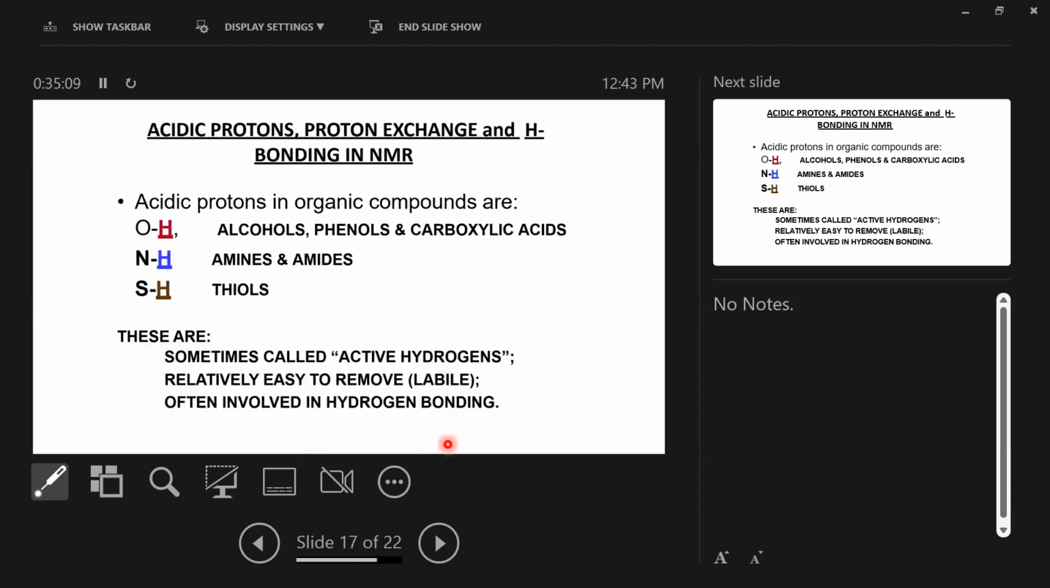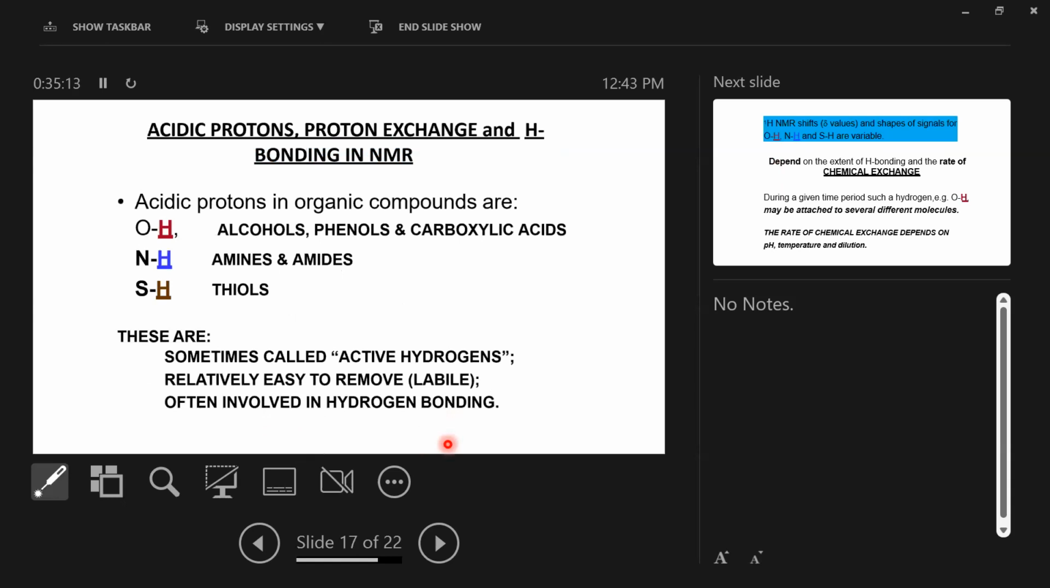All right. Now you have other things to think about: acidic protons and proton exchange, bonding in NMR. This is also useful information. Acidic protons in organic compounds are OH, NH, and SH. These are sometimes called active hydrogens. They are relatively easy to remove, meaning they're labile and often involved in hydrogen bonding.